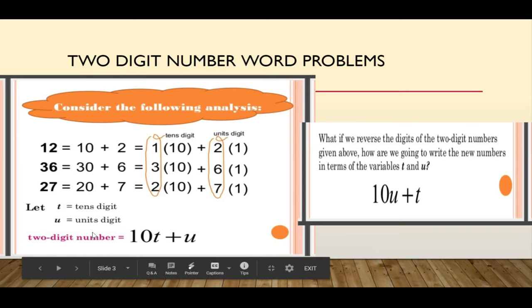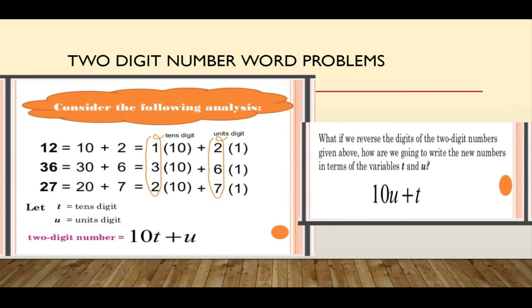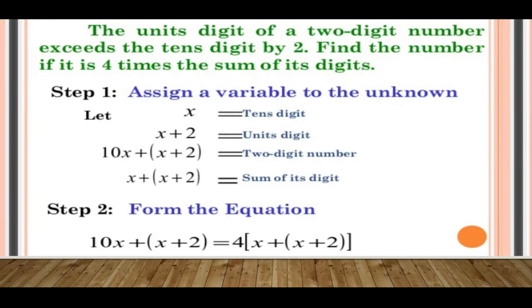Okay. Now, if you try to generalize a two-digit number, it can be written as 10 into t plus u, where t is basically the tens digit and u is the units digit. Okay. Now we would like to know what happens when we reverse the digits or we interchange the digits. So basically t and u will interchange their places and the interchanged number, or you can say the reverse number, will be 10u plus t instead of 10t plus u. Now we'll be discussing one example based on this.